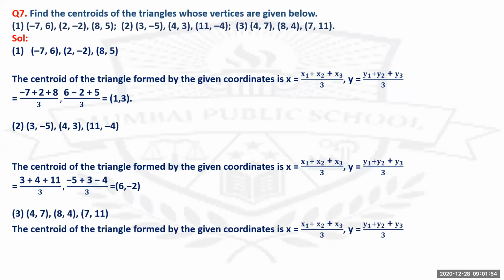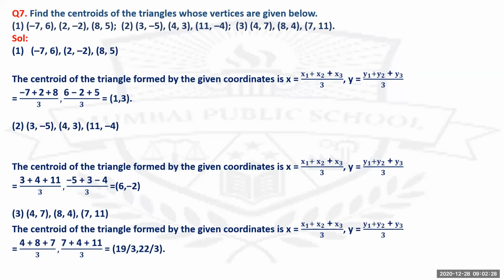Now in the third triangle, it is (4, 7), (8, 4), (7, 11). You'll add 4, 8 and 7 and divide that by 3. You'll get your x coordinate as 19 upon 3 and y coordinate as 22 upon 3. Is this clear to all the students? Check, the sums are very easy and this comes for 2 marks in your exams. You don't have to miss out on these marks because they are very easy to score.